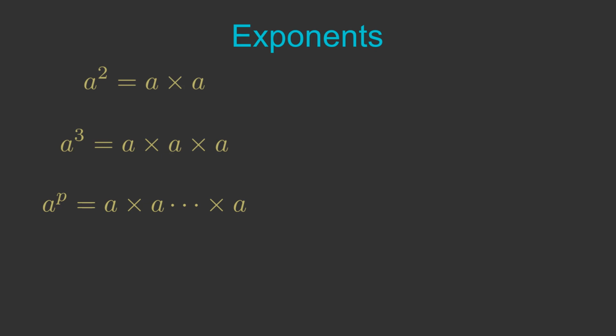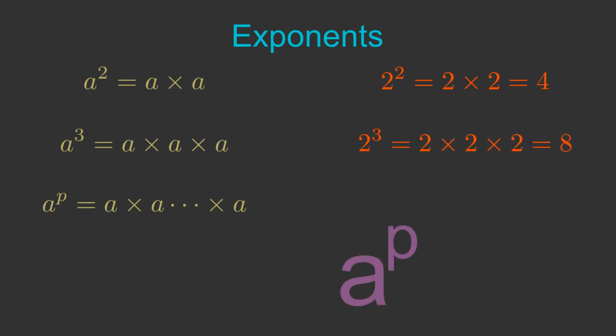As an example, 2 to the power 2 is 4, 2 to the power 3 is 8. When we write a to the power p, we say that a is the base and p is the exponent. There are 5 rules that we can apply when combining different exponential expressions.